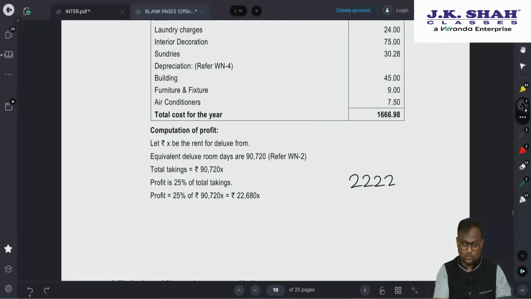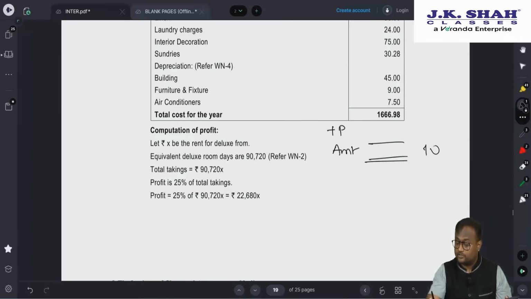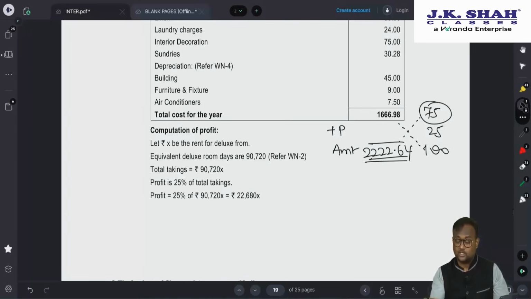In the same table you can show, see, I'll just amend this table, you will understand it in a better way. We don't want all this stuff. This is cost plus profit, amount to be collected, takings. If this is 100, this is 25, naturally this is 75. Cross multiplication will give you 2222.64. This will be total collection, which is equal to 90,720x.